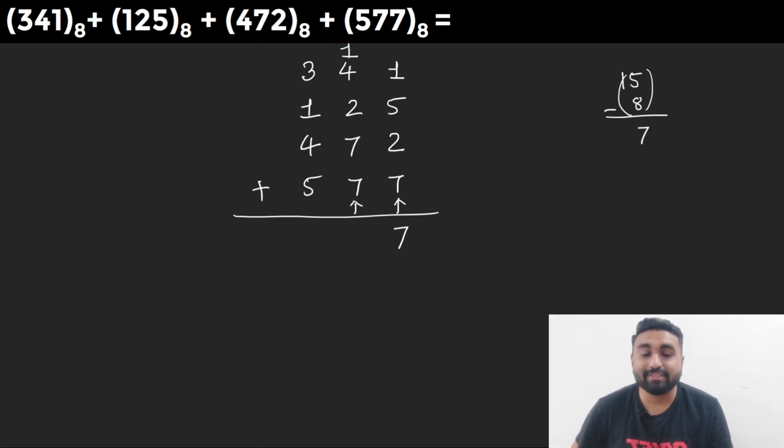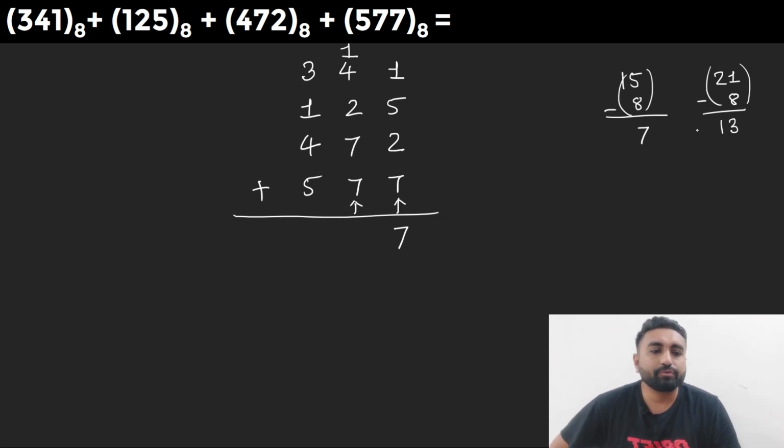So here you check out in the second column, 4 plus 1 is 5, 5 plus 2 is 7, 7 plus 7 is 14, and 14 plus 7 is 21. So here you get 21. So from the 21 you need to subtract 8. So from the 21, if you are subtracting 8, the answer that you will get is 13.